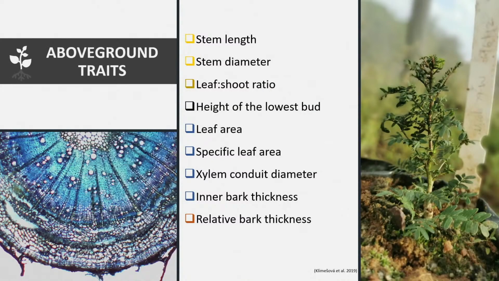I'll just briefly go through the traits. We had stem length and stem diameter as size measures, the leaf shoot ratio, height of the lowest bud, leaf area and specific leaf area. We also measured xylem conduit diameter and inner and relative bark thickness.